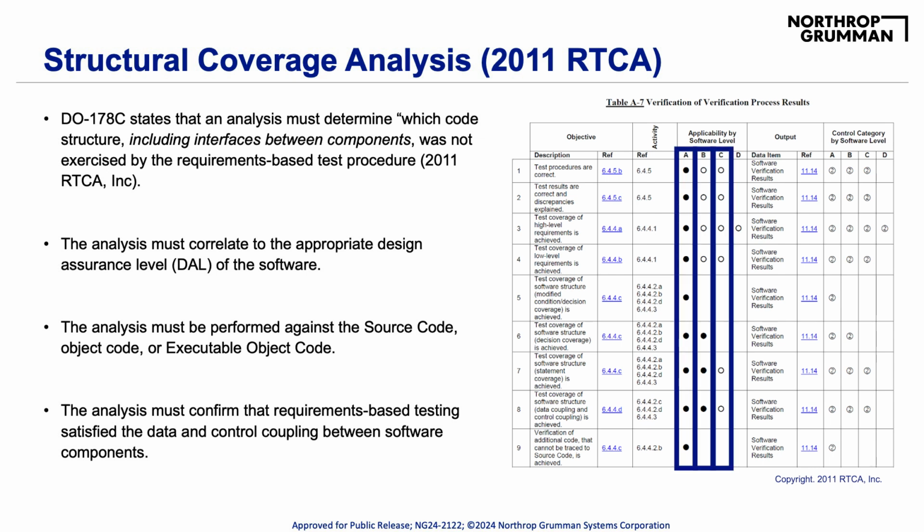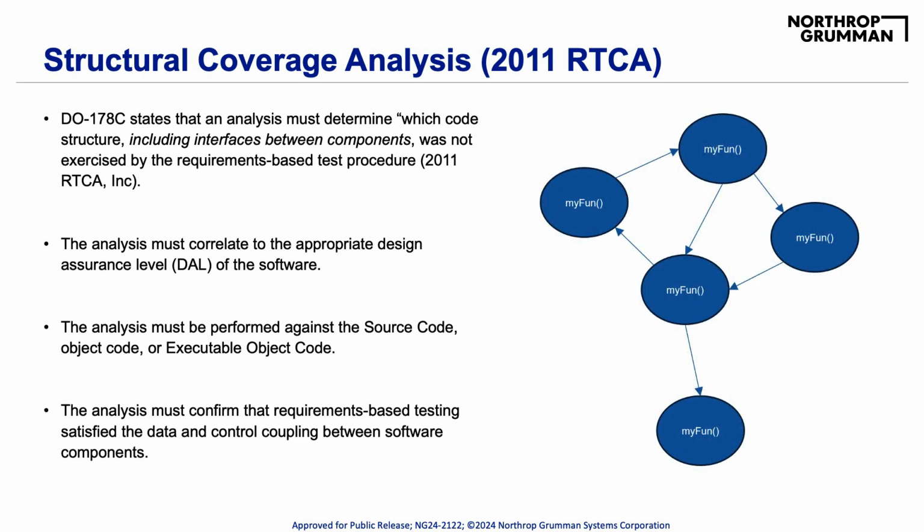In our case, we're analyzing structural coverage. This analysis has to be performed against either the source code, the object code, or the executable object code. And the analysis has to confirm that via requirements-based testing, that data and control coupling is satisfied between software components. Specifically, control coupling relates to how one software component influences the execution of another component, while data coupling relates to how data is transferred between the components.